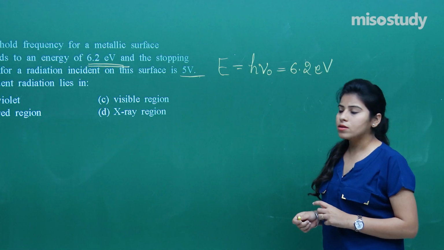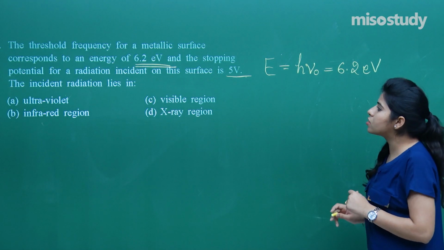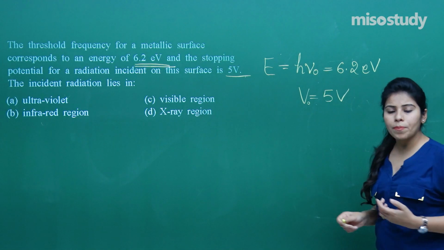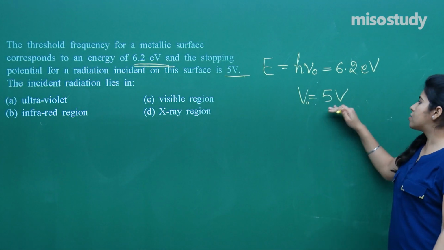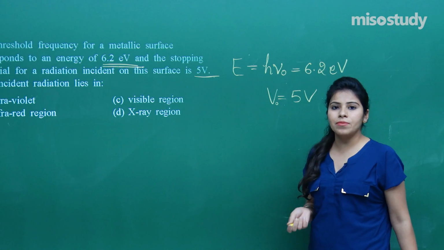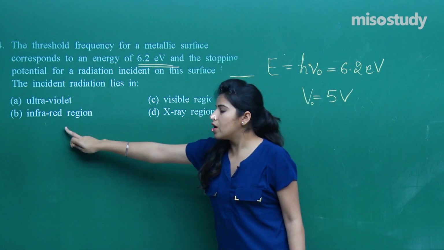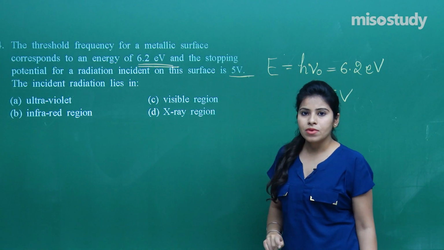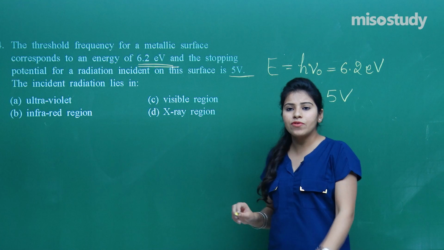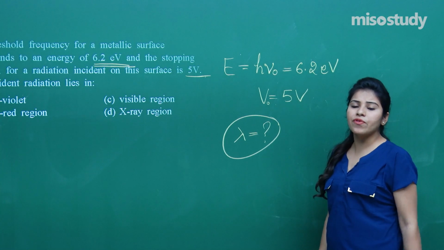Now this must be more clear. And the stopping potential for a radiation incident on this surface is 5 volt. So I can write this stopping potential as 5 volt. Stopping potential is written as V naught, so this is 5 volt. Now we have to find which radiation is coming out, whether it lies in the ultraviolet region, visible region, infrared region, or the X-ray region. To find this region, we should know the wavelength. So basically we have to find the wavelength.